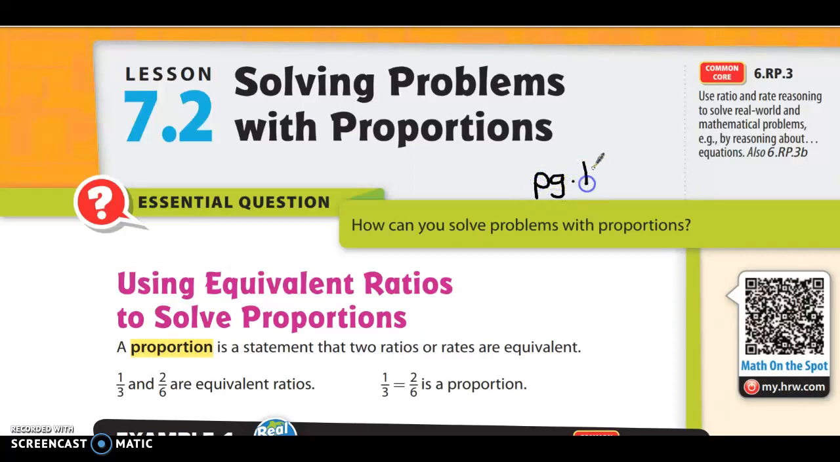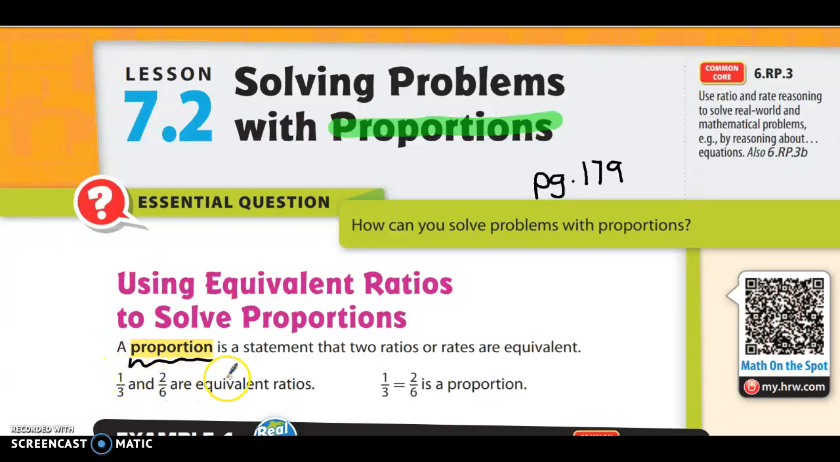This is page 179, lesson 7.2, solving problems with proportions. That's our first term today, proportions. What is a proportion? You can see it down here. A proportion is a statement that two ratios or rates are equivalent.